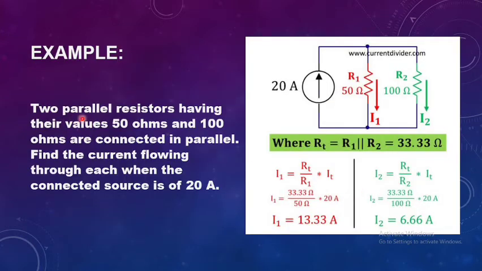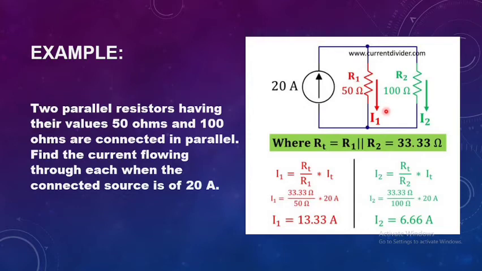So, example: two parallel resistors having values of 50 ohms and 100 ohms are connected in parallel. Find the current flowing through each when the connected source is 20 amperes. You need to imagine talaga. Dapat marunong po tayo mag-drawing at mag-imagine para ma-solve po natin yung problem. So we have a connected source of 20 amperes and the two parallel resistors, 50 ohms and then 100 ohms.